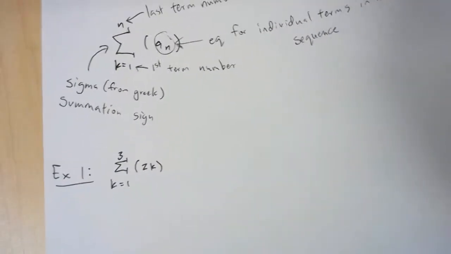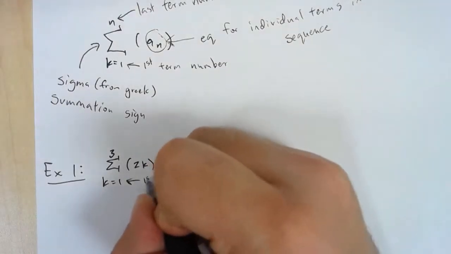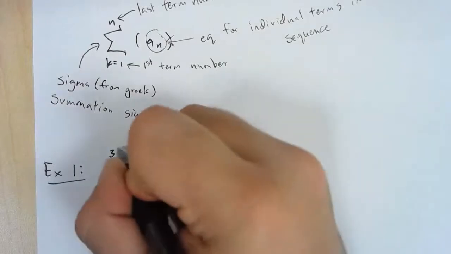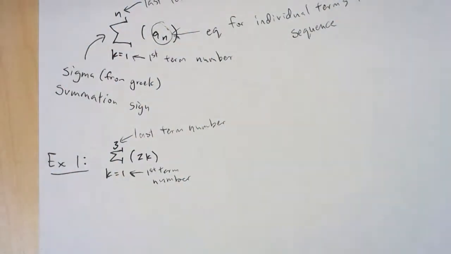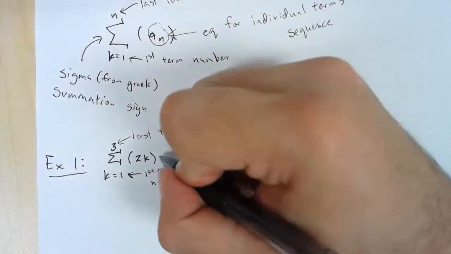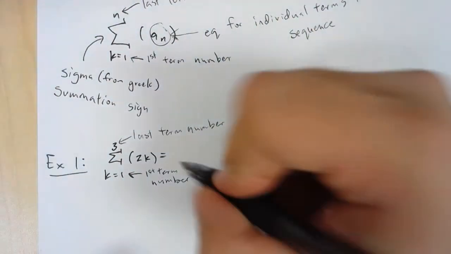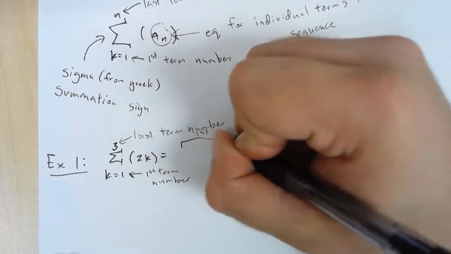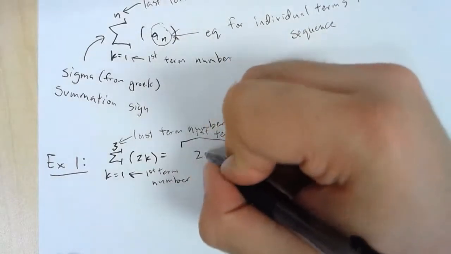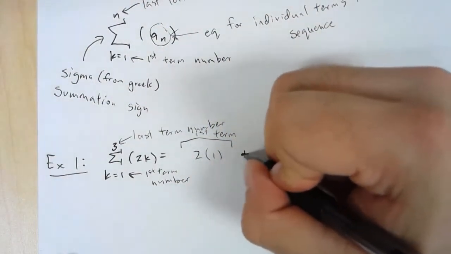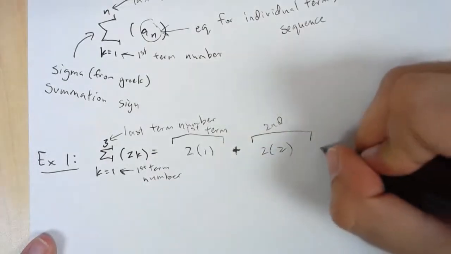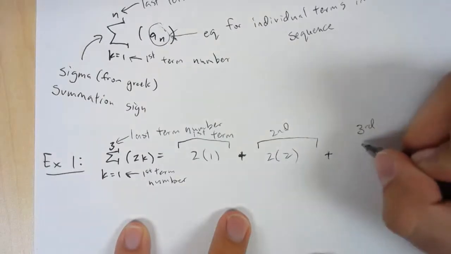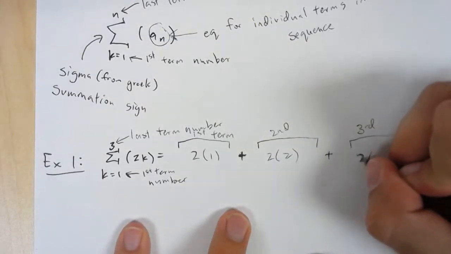So let's figure out how this thing works. Let's look at this first one. Our first term, we're starting at 1, so that's our first term number. Our last term number is 3, so we have 3 terms here. We're going to have a grand total of, it's measured by 2k, so this is our equation. For the first term, instead of using k here, we're going to use 1, so 2 times 1. Then we're going to add that, because this is a summation, which means to add, to the second term value, which is 2 times 2, and we're going to add that to the third term value, which is given by 2 times 3.